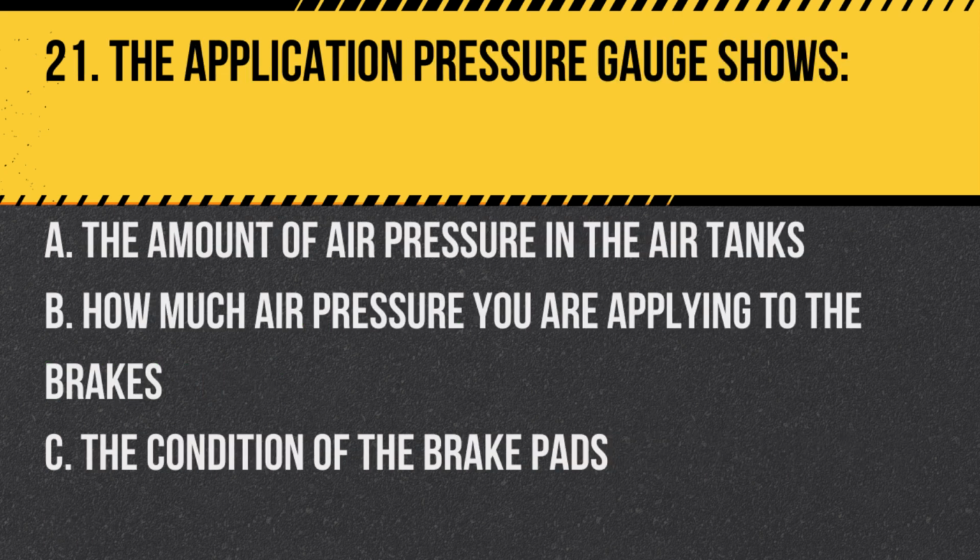Question 21. The application pressure gauge shows A. The amount of air pressure in the air tanks. B. How much air pressure you are applying to the brakes. C. The condition of the brake pads. Answer: B. How much air pressure you are applying to the brakes. It indicates brake application pressure.